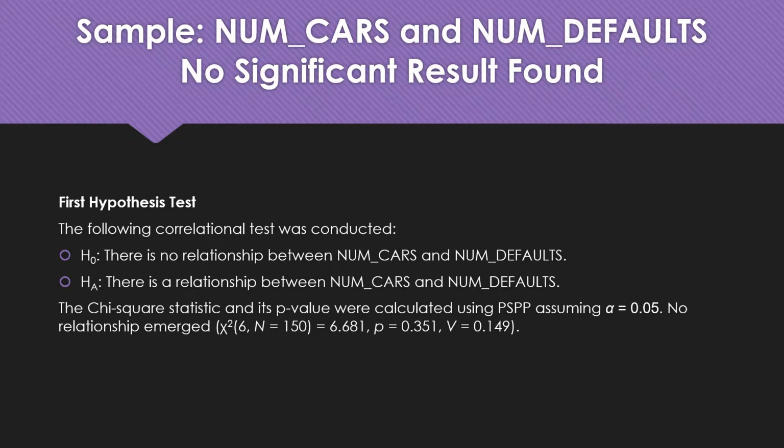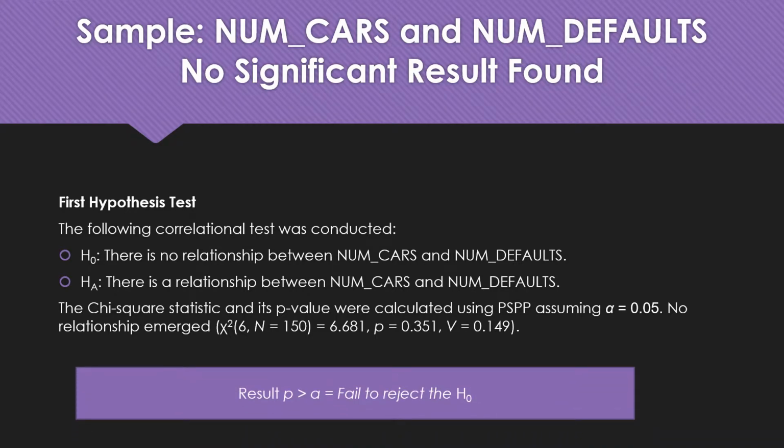So let's break down our answer in the solution that we achieved. Running the PSPP test, we determined the degrees of freedom would be 6. The number of cases would be 150. The chi-square value itself would be 6.681. The p-value of the level of significance in this instance would be 0.351, resulting in the Cramer's V test equaling 0.149.